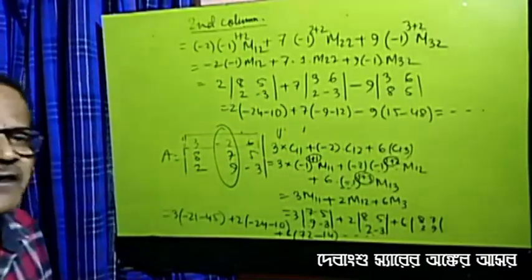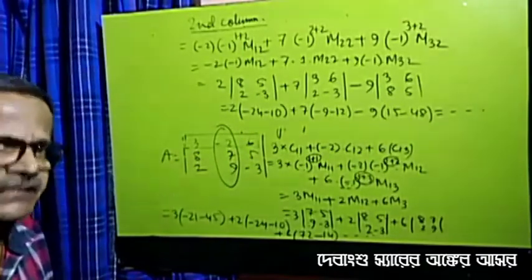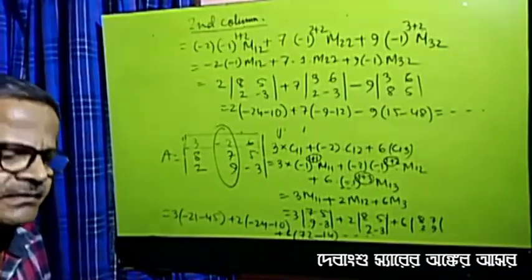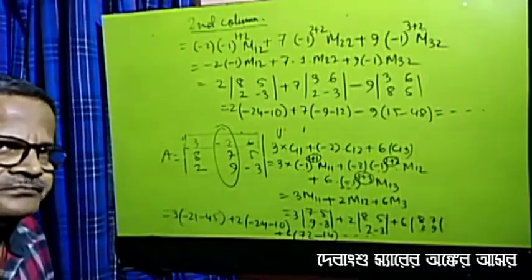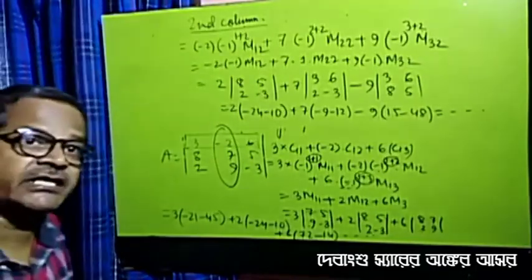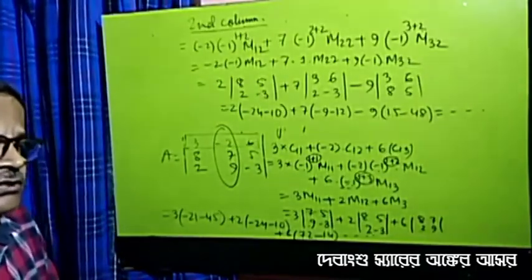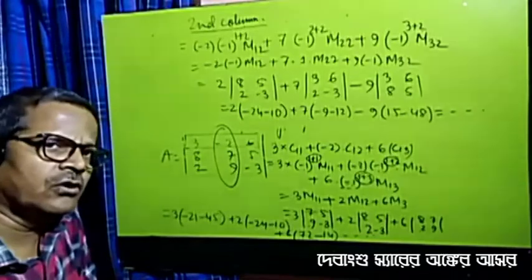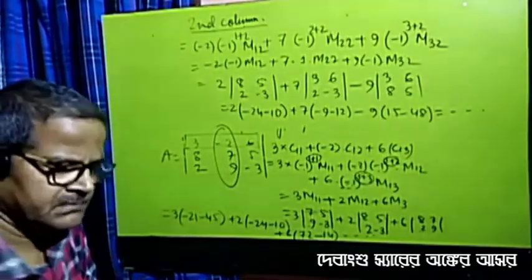This way we find the value of a determinant. Expand it in this way. This is the expansion of a determinant. We can expand a determinant with respect to any row or any column. So students, that's all for the day.